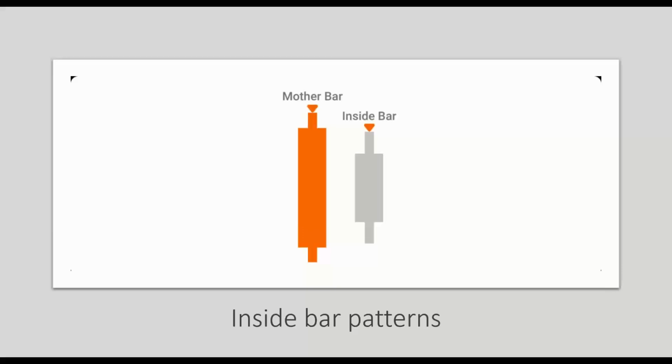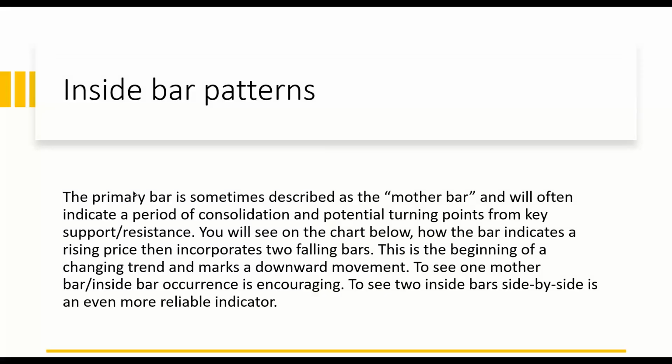And there's all types of strategies using price action trading inside bars. The primary bar is something called the mother bar and will often indicate a period of consolidation and potential turning points from key support and resistance. This is the beginning of a changing trend and marks a downtrend movement. To see one mother bar inside bar occurrence is encouraging.